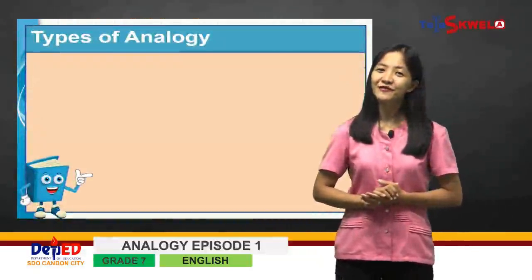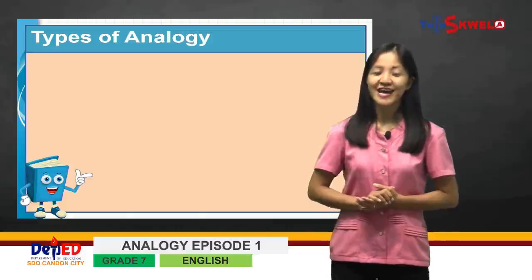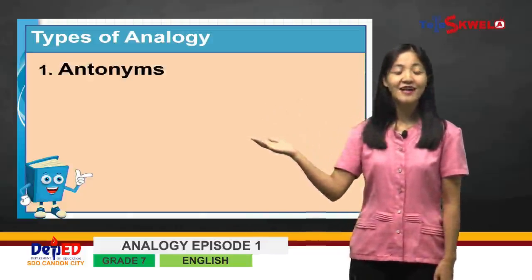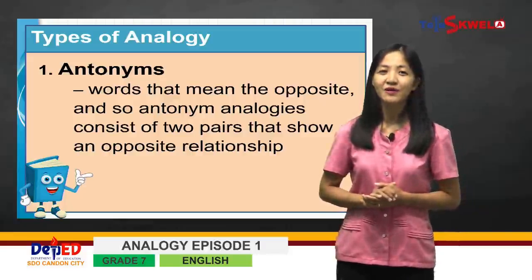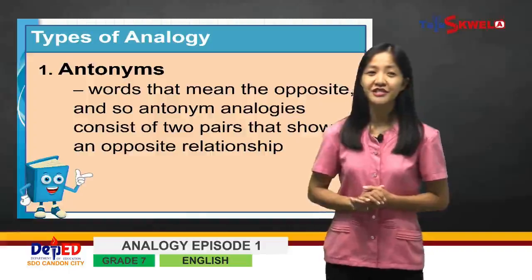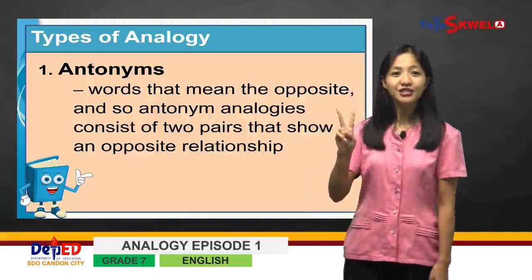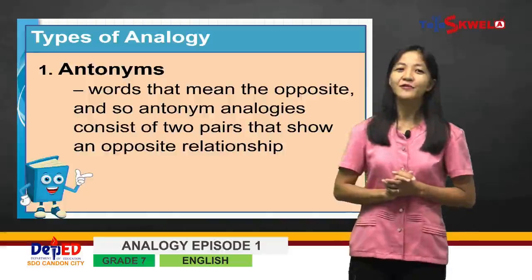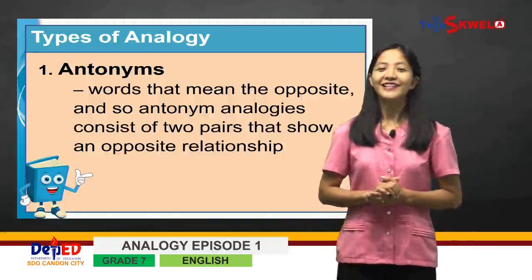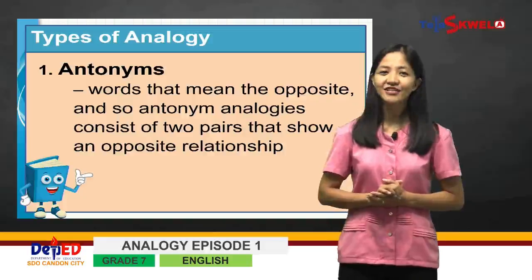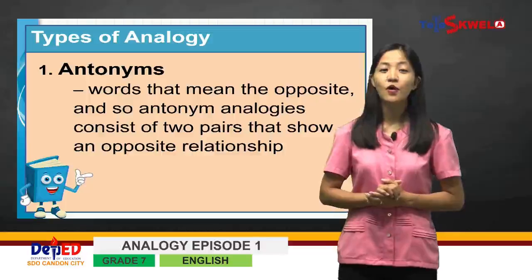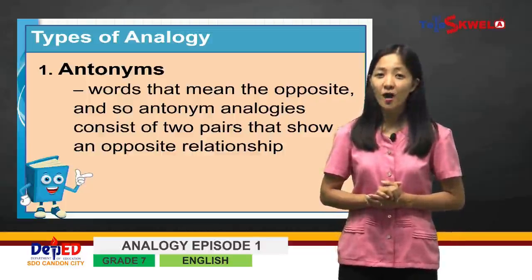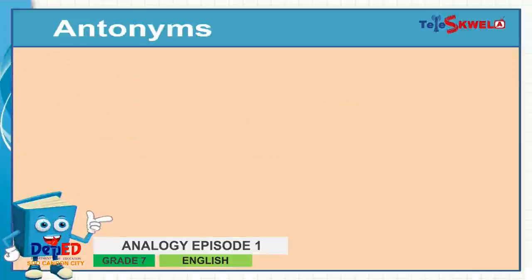You are already familiar with antonyms. And when we say antonyms, these are words that mean the opposite. And so, antonym analogies consist of two pairs that show an opposite relationship. The relationship shown in an analogy with antonyms, a set of words, is opposition, or the words have an opposite relationship.